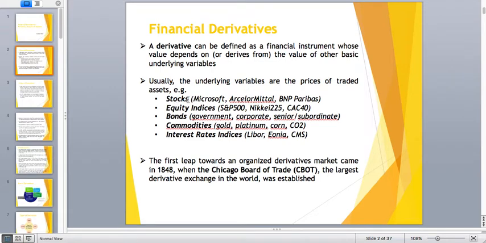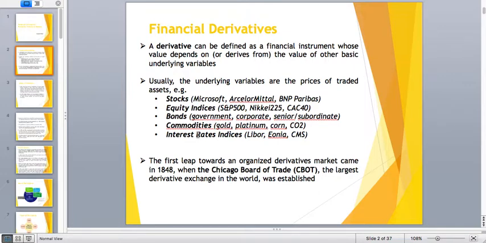Those could be simple stocks. When I say stock, there are stock futures that are traded, and stock futures are definitely derivative contracts of individual companies, individual stocks in the equity market. Then the underlying asset could be equity indices itself. You could have a derivative contract on the index value. So the underlying asset or the variable could be equity indices, bonds, commodities, interest rate indices, it could be anything that you could think of.